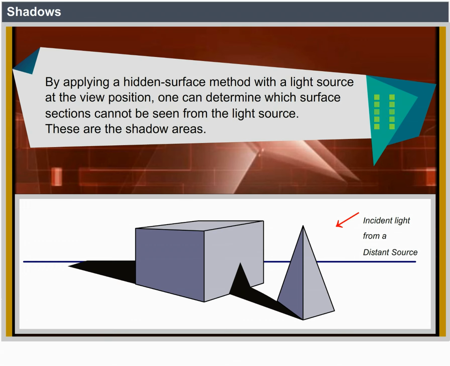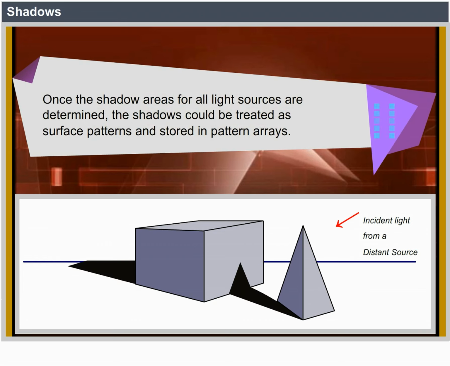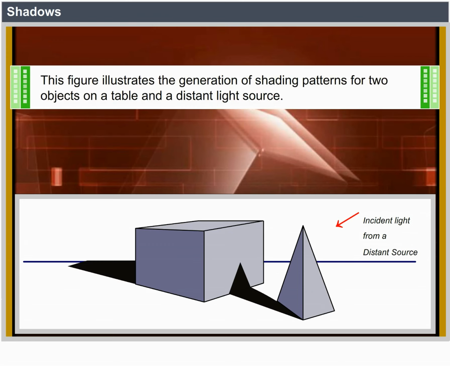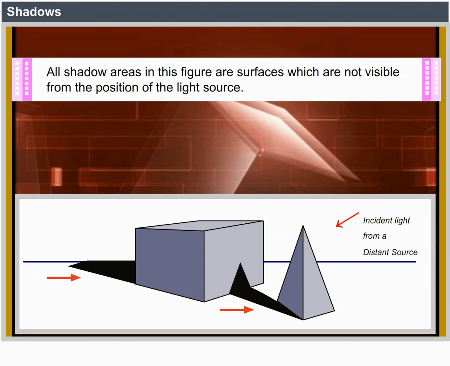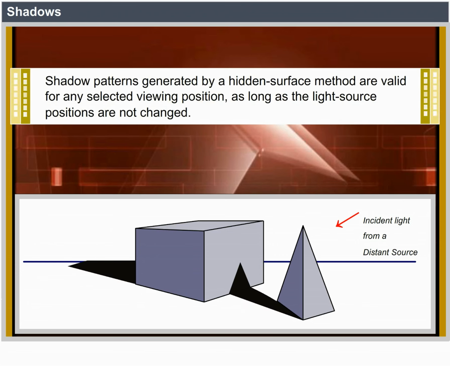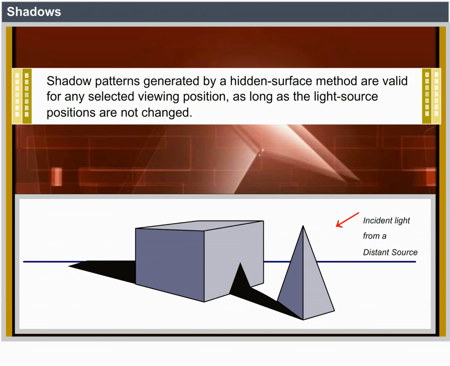Once we have determined the shadow areas for all light sources, the shadows could be treated as surface patterns and stored in pattern arrays. This figure illustrates a generation of shading patterns for two objects on a table and a distant light source. All shadow areas in this figure are surfaces that are not visible from the position of the light source. Shadow patterns generated by a hidden surface method are valid for any selected viewing position as long as the light source positions are not changed.